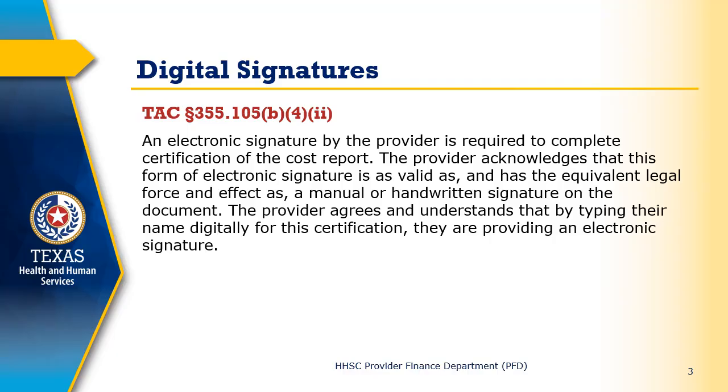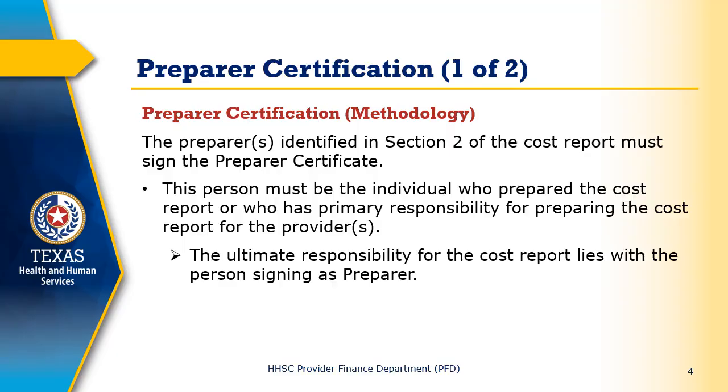Texas Administrative Code, Section 355.105(b)(4)(2), specifies that certifications must include a digital signature. An electronic signature by the preparer and provider is required to complete certification of the cost report. The provider acknowledges that this form of electronic signature is as valid as, and has the equivalent legal force and effect as, a manual or handwritten signature on the document. The preparer and provider agree and understand that by typing their name digitally for this certification, they are providing an electronic signature. Let's begin this lesson with a detailed discussion of the preparer certification methodology required for submitting cost reports.